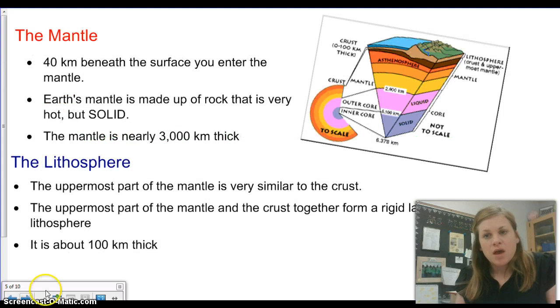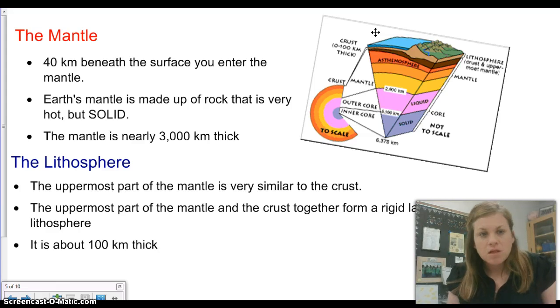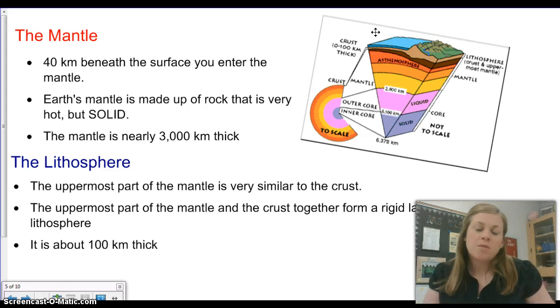The mantle. Here's a diagram over here that we're going to talk about a little bit more and dissect. It's 40 kilometers beneath the surface that you enter the mantle. So below the surface is down 40 kilometers, and from there you're entering the mantle. Earth's mantle is made up of rock that is very, very hot, but it is solid. The mantle is nearly 3,000 kilometers thick. This is our thickest one.